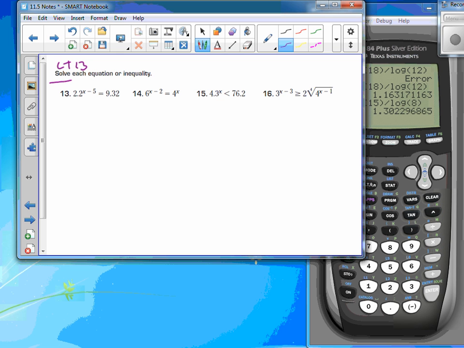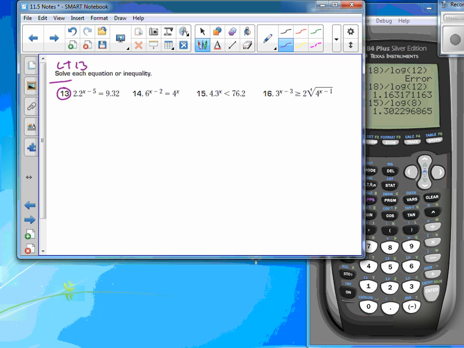Okay? So if you look at this first example, I've got 2.2 to the x minus 5 power equals 9.32. So I can't use what I did in learning target 3. There is no way I'm going to be able to manipulate these numbers to have the same base. Right? 2.2 to the second power is not 9.32. It's not going to work that way. So I'm going to have to use logarithms.